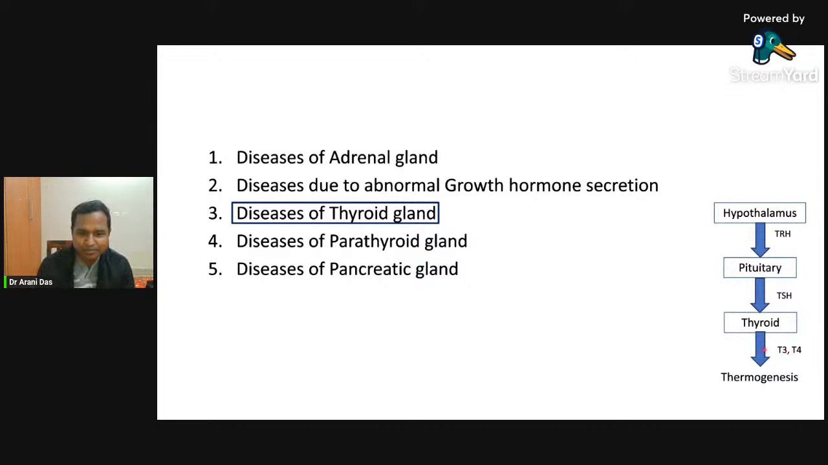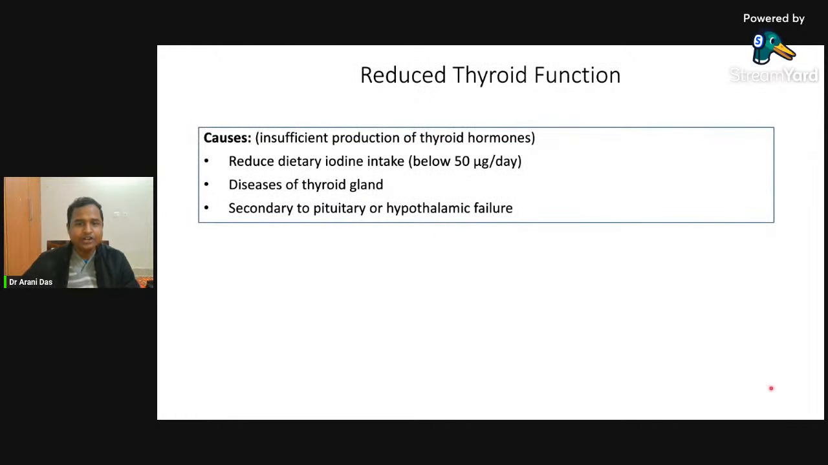All this was discussed by my previous speaker, Dr. Satyajit. And it has vast actions. One of the most important actions is thermogenesis. So excess thyroid hormone secretion and less thyroid hormone secretion produce hyper- and hypothyroidism. Now, to start with, hypothyroidism, reduced thyroid function.